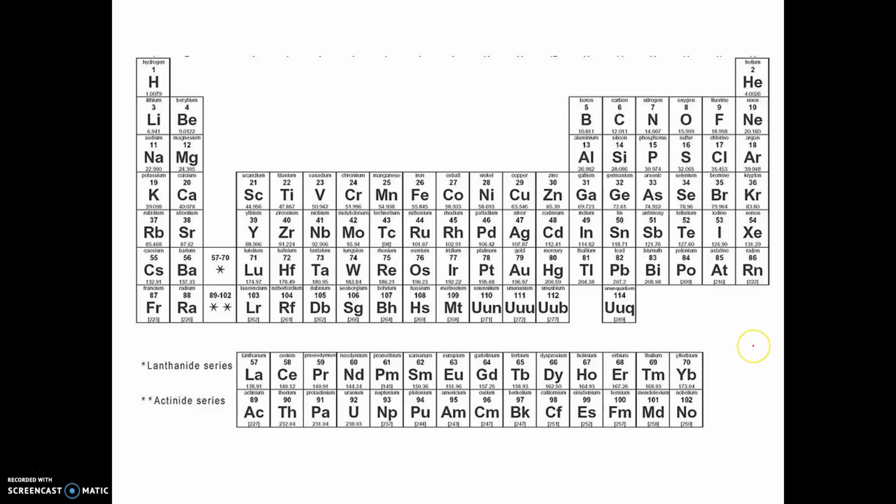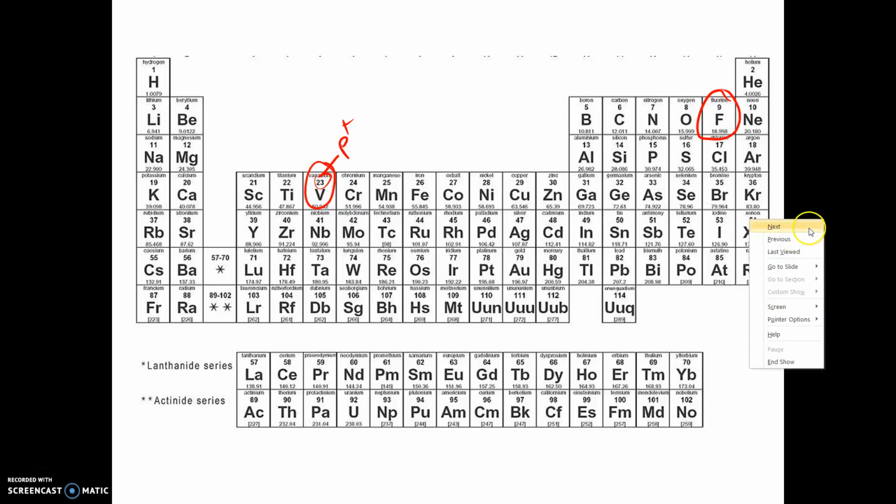Okay, so taking a look at our periodic table, you can see fluorine's right up here, and that's where I got fluorine with a 9 and the F. So every element, if I pick out a different one, like vanadium, is number 23. That's its number of protons. Now you can see the bottom number is a little bit different. We're going to talk about that in class.